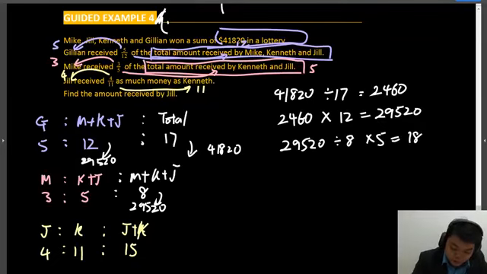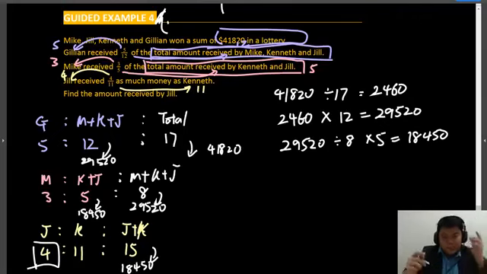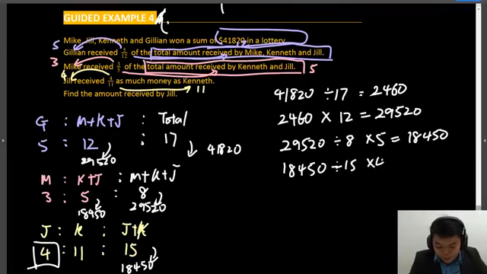So this will be 18450, and this would also be 18450. Then in order for you to find 4 units, you have to do 18450. 15 of these beige blocks is 18450. So to find out 4 of them, you have to divide by 15 to get 1 beige block first, and then after that multiply this by 4. Okay, and you will get 4920.